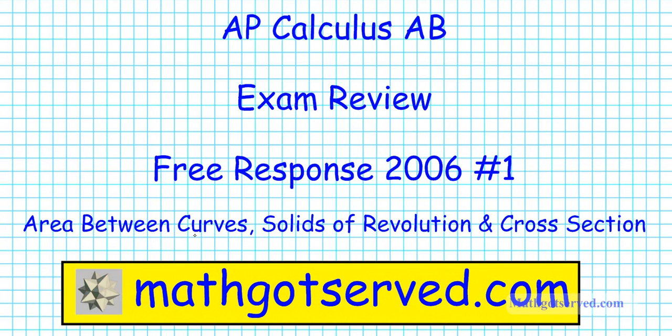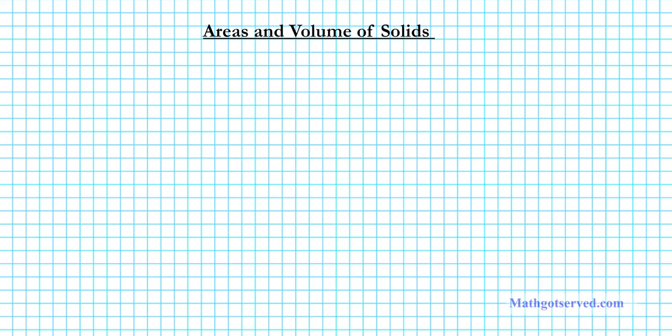Area between curves, volume of solids of revolution, and volume of solids with known cross-sectional areas. So before we get started, let's take a look at some formulas that are going to be guiding our problem-solving process. So title it formulas. All right, first one has to do with area.